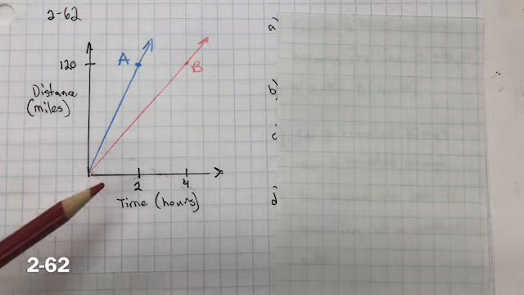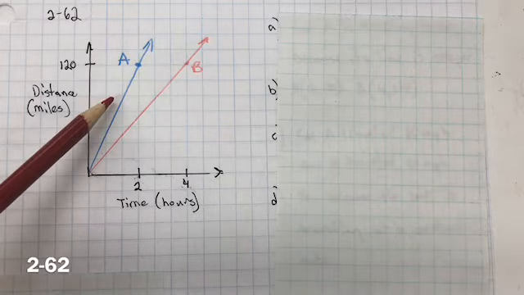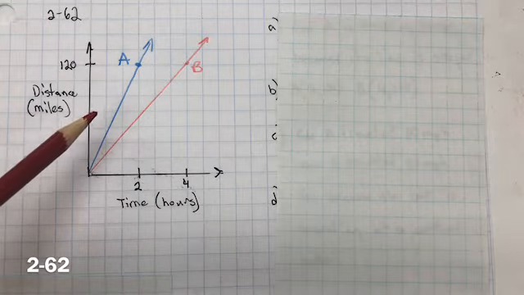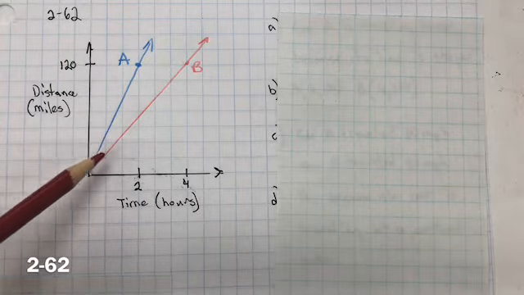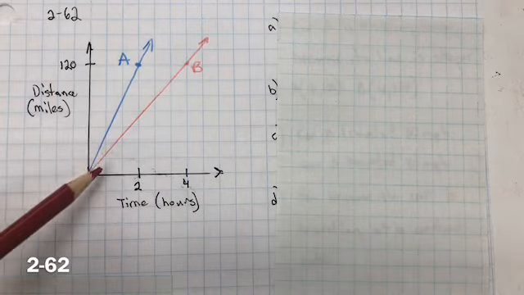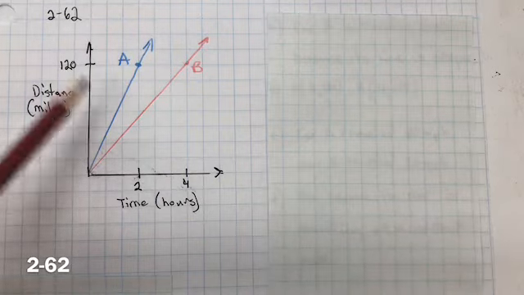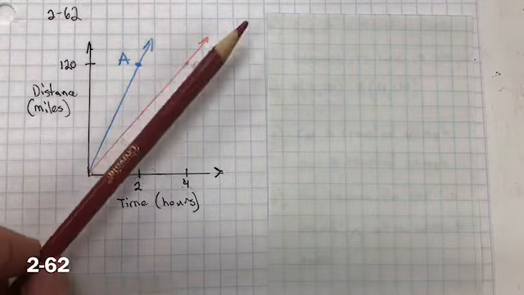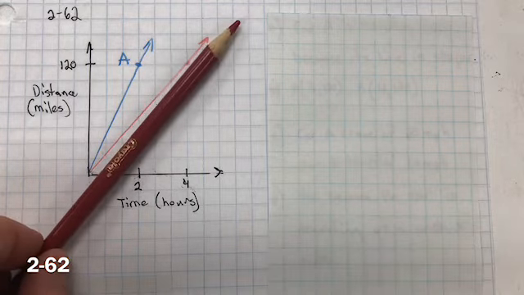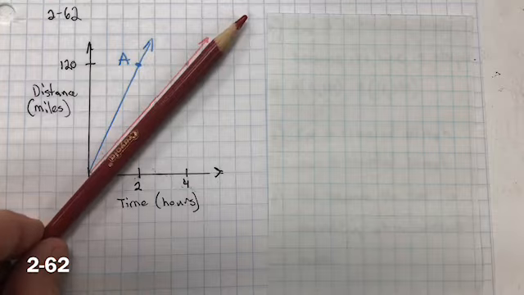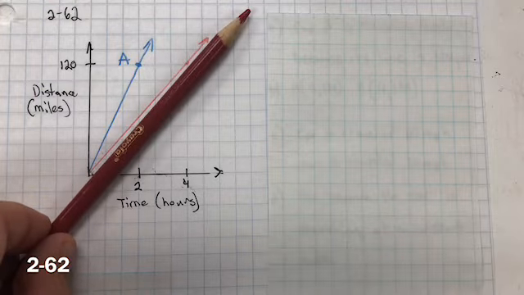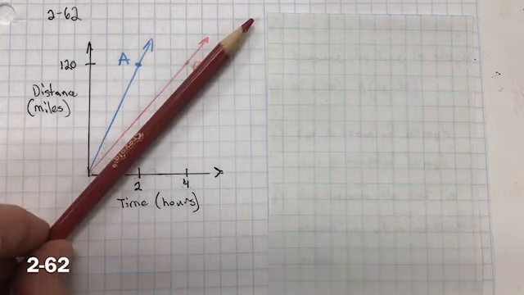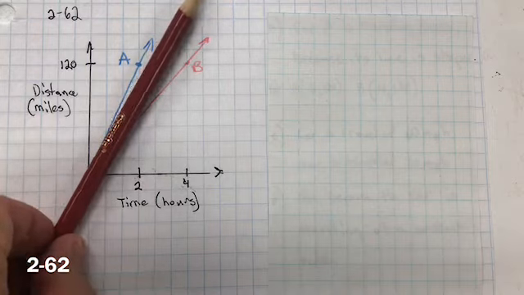Problem 262. The graph shows distances traveled by car A and car B. For part A, which car is traveling faster? How can you tell? Well, the easiest way to tell from a graph is by the steepness of the line. The steeper the line is, the greater the rate of change. And I've said before, imagine this being a hill or a ski slope. The steeper it is, the faster you will go. So the steeper the line, the greater the rate of change.